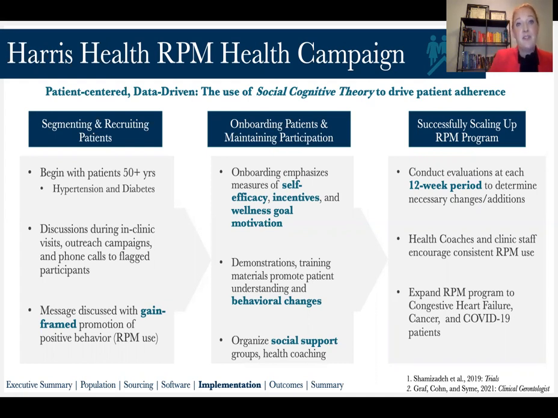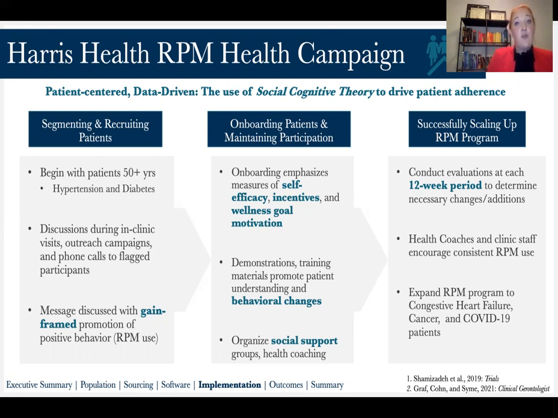We'll start by segmenting the population and creating targeted health campaign messages that fit a narrow audience, specifically one made up of patients over the age of 50 who have hypertension or diabetes. Recruitment will involve in-clinic discussions, phone calls, and digital outreach to eligible participants.